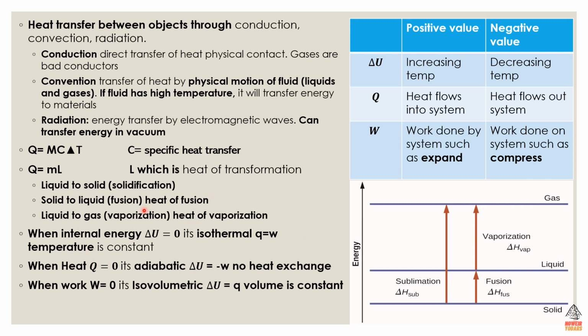But what if the heat is equal to zero? It's adiabatic. An adiabatic process is a process with no exchange of energy between the system and its environment in the form of heat. So there's no heat exchange. And then when work is zero, it's isovolumetric, and the change in internal energy is equal to heat, and volume is constant. So when work is zero, volume is constant. When heat is zero, no heat exchange. And when internal energy is zero, temperature is constant.